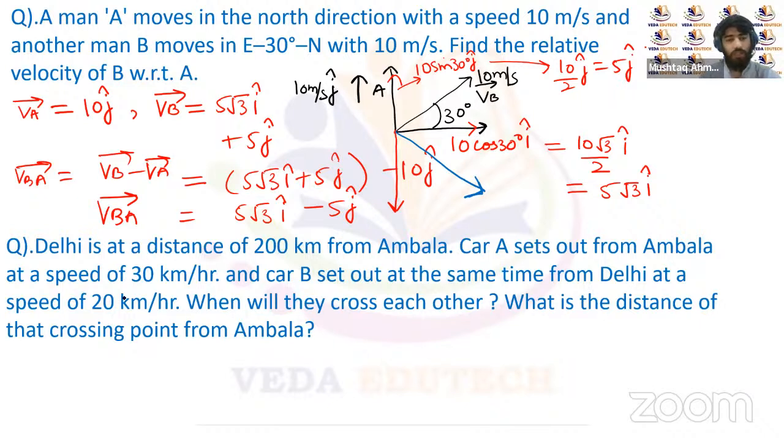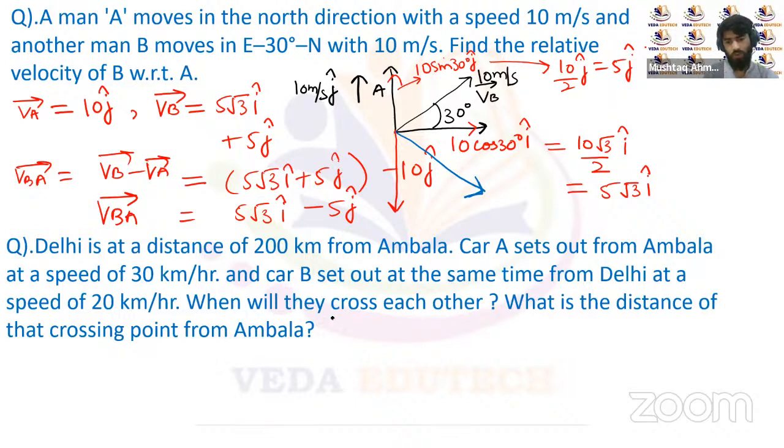Now let's move to the next question. The question is, Delhi is at a distance of 200 km from Ambala. Car A sets out from Ambala at a speed of 30 km per hour, and car B sets out at the same time from Delhi at a speed of 20 km per hour, right? When will they cross each other? What is the distance of that crossing point from Ambala, right?